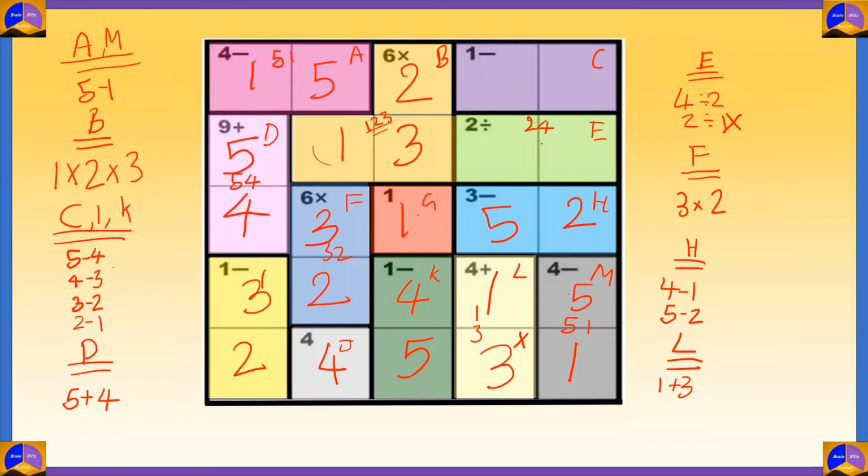Now in cage E, the option is 2 and 4. Now as 2 came over here, 2 can't come over here because then it will repeat a 2 in the same column. So the 2 will go over here and 4 will come over here. Now for completing this column, 1, 2, 4 and 5 are already filled out. So the remaining number will be 3. And for completing the whole puzzle, here it is 4.